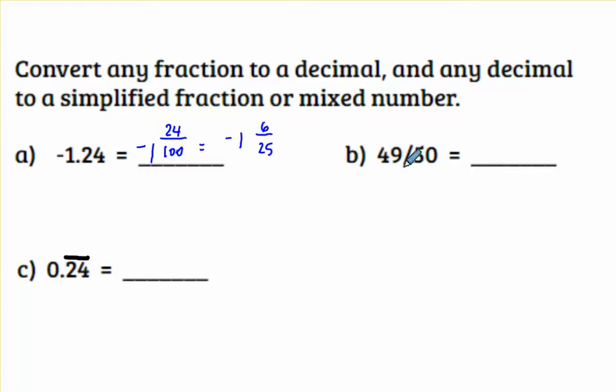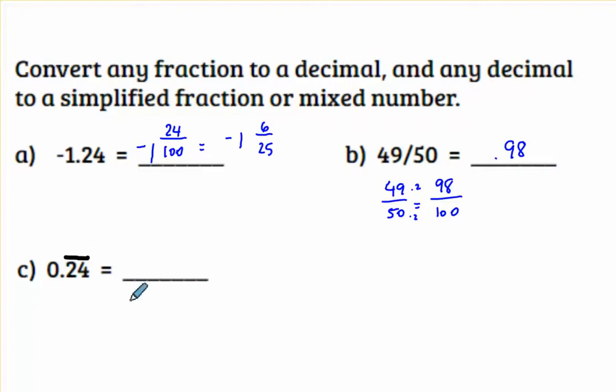For part B, 49 fiftieths, we probably would be best off thinking this in terms of hundredths as well. I multiply by 2 in the bottom, multiply by 2 in the top. 49 times 2 is 98. So 98 hundredths is the same thing as 0.98. So far so good, and then we get to this repeating decimal one.